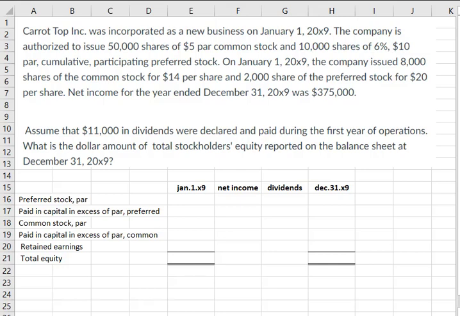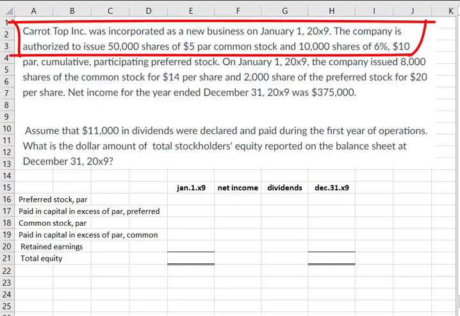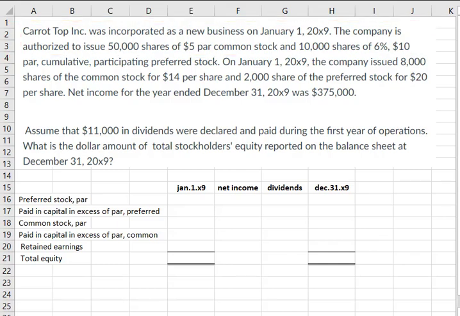We're going to work on Carrot Top here, and we're going to try to figure out what is the total stockholders' equity at the end of year X9, which was the first year of their business. So the first thing they do is describe two share classes of stock. We have a $5 par common stock, and we have a $10 par cumulative participating preferred stock.